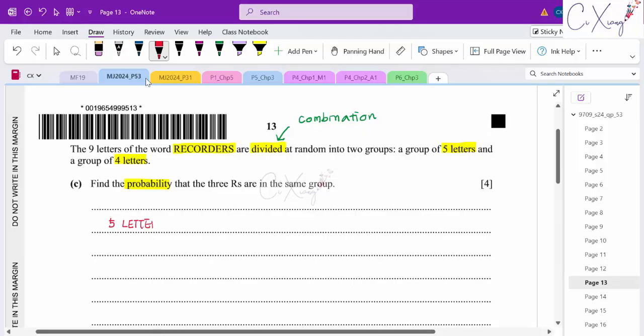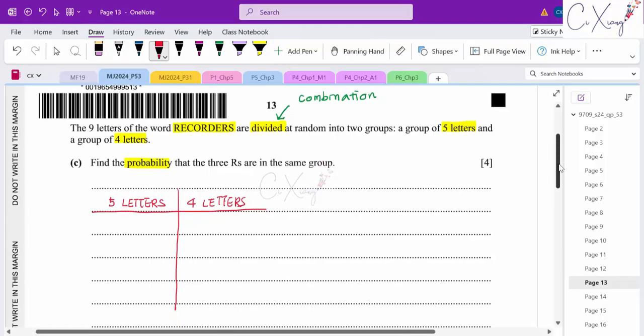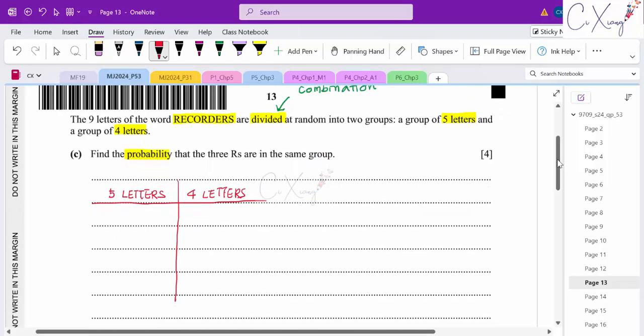Okay, so I'm having the 5 letters group and also the 4 letters group. Then for the 5 letters group, there are a few cases. We focus on R first. They say R are in the same group. So maybe we can have 3 R here.